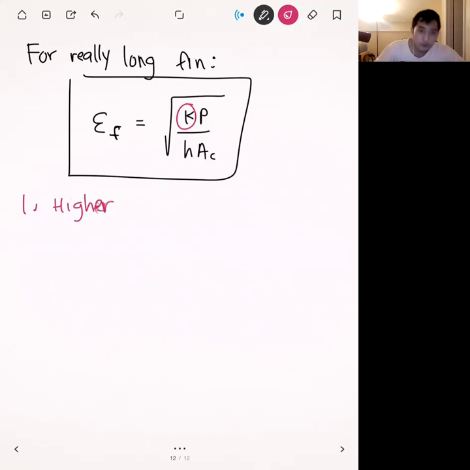And so what we mentioned before was that a higher value of K meant that the temperature distribution would decay slower, or in other words, more of the fin would be the same temperature as the base, right? Because the temperature is going to decay slower. And that interpretation here is confirmed by this expression for effectiveness, right? And so what this basically says is that higher K means higher effectiveness.